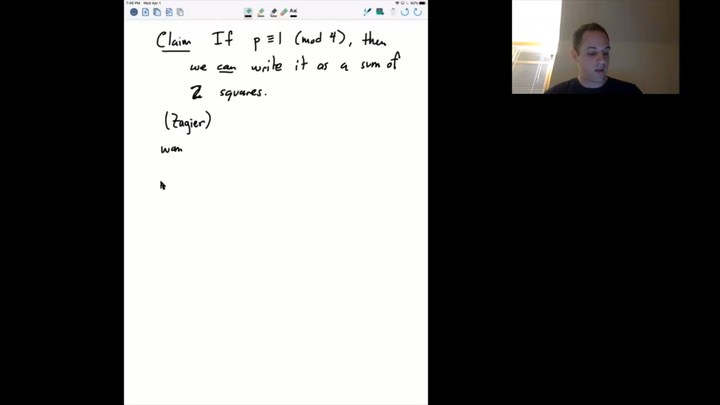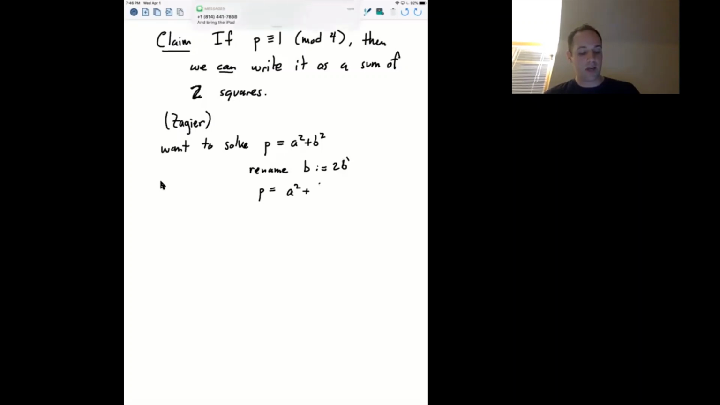So we want to solve P is equal to A squared plus B squared. Now, because P is an odd prime, one of A or B has to be odd, and the other one has to be even, right? Adding up two things to get an odd thing, there has to be one of each. So I'm going to assume that B is that even one. So let's rename B to be 2 times something. Okay, so from now on, we're going to rename B to be 2 times something else. Maybe if you want, we can say 2 times B prime. Okay, so I'm trying to solve the equation P is equal to A squared plus 4B prime squared, right?